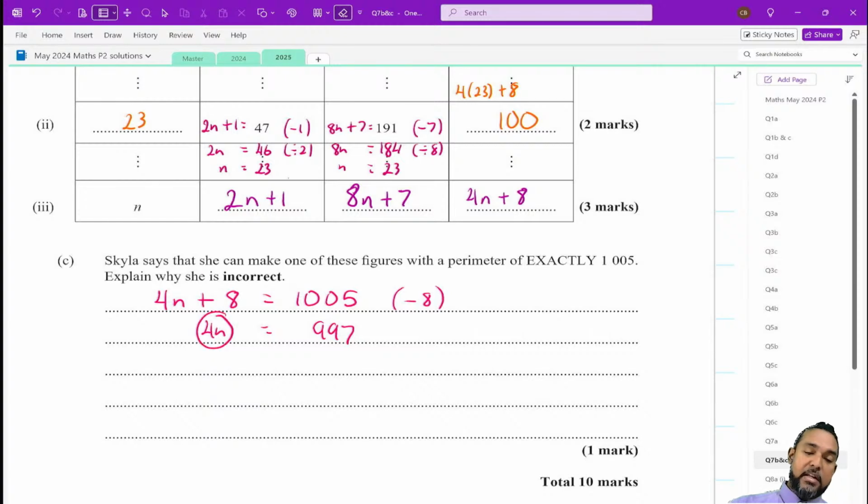And now to solve for n, you have to remove the 4. How is the 4 attached to the n? And to remove something attached by multiplication, we use division.